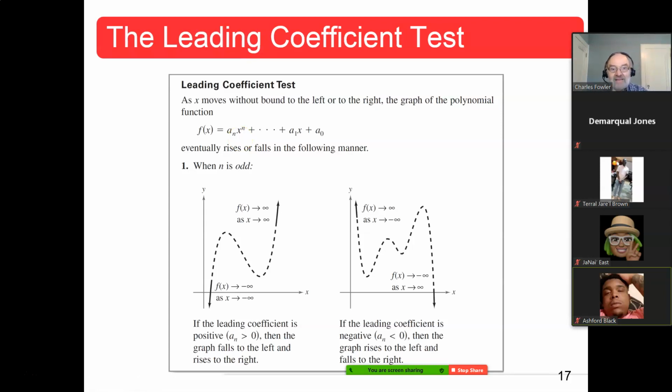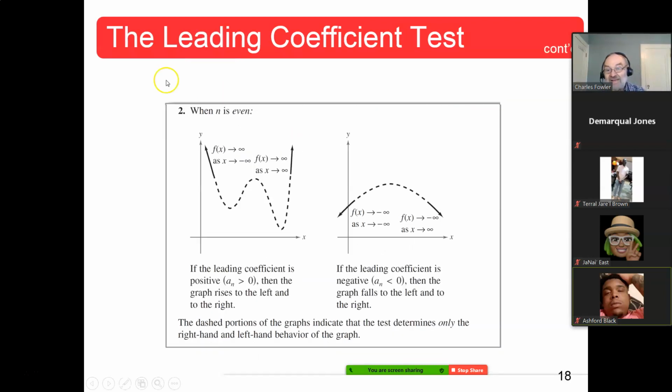Now, when n is even, though, it doesn't matter whether x is positive or negative, because if you raise a negative number to a very large even power, it's always positive. Raise a positive number to a very large even power, it's always positive. So as long as that leading coefficient is positive, this is going to be on the up and up. Always.